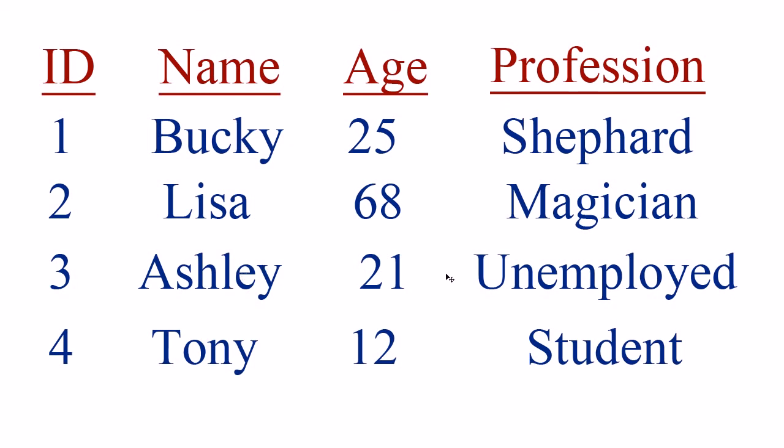So say this Ashley right here died and we needed to remove her from the database. Instead of saying, okay, remove Ashley from the database, which may remove 500 people, we just say, okay, remove the person with the ID of 3, and bam, we're good to go. We didn't screw up our database.